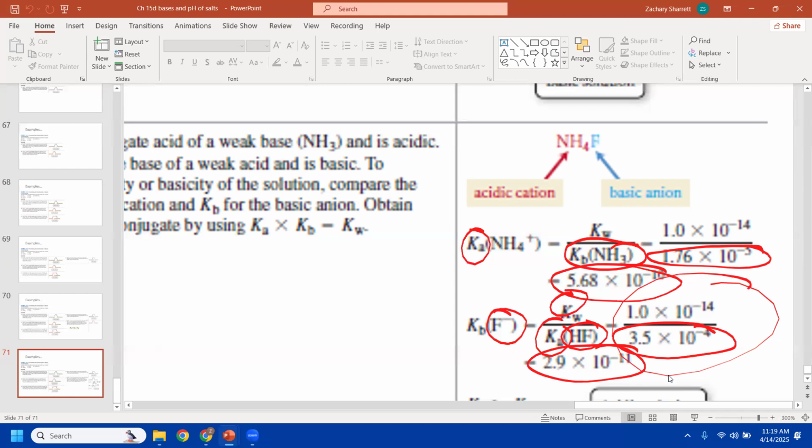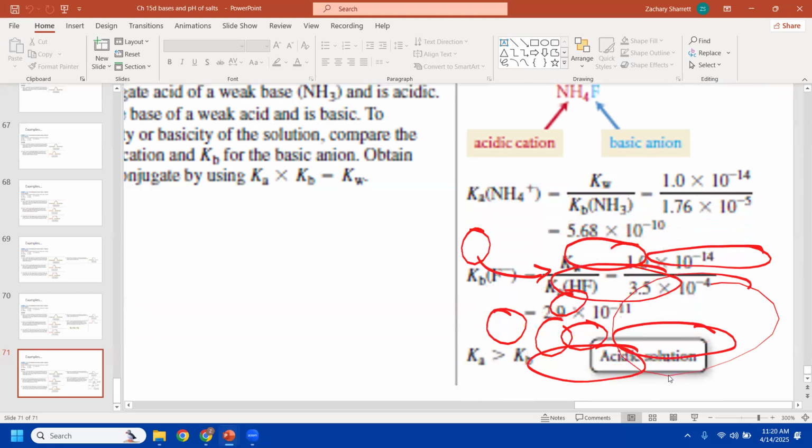Of those two values, which one is a larger value, Natalia? The Ka or the Kb? Which number is bigger, 5.68 times 10 to the negative 10 or 2.9 times 10 to the negative 11? The Ka is larger. Therefore, the solution would thereby be acidic.